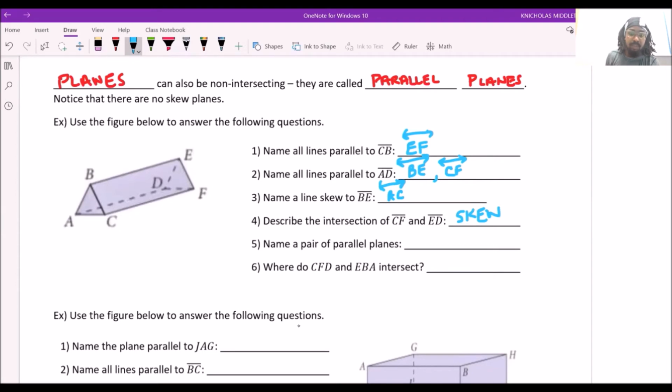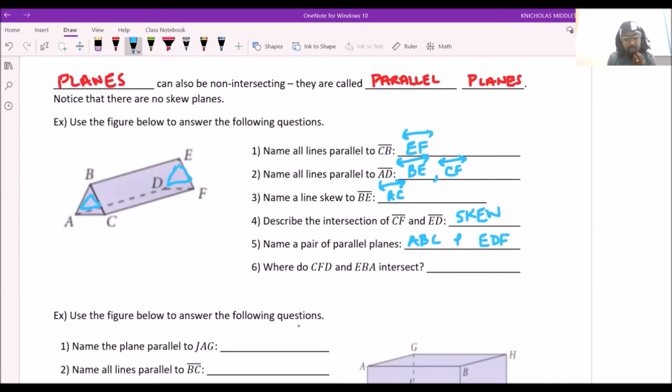Number 5 says name a pair of parallel planes. So as I'm looking at these parallel planes, I'm like, okay, what planes don't intersect? And most of them do. The only ones that I can see that don't intersect is this front triangle and the back triangle. Okay, and those planes I can name 3 non-collinear points, ABC and EDF.